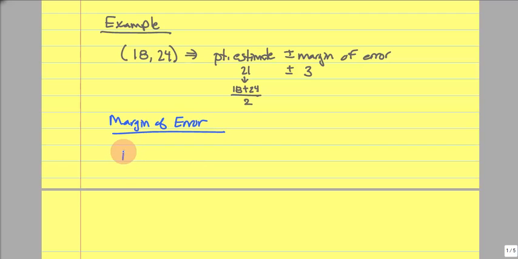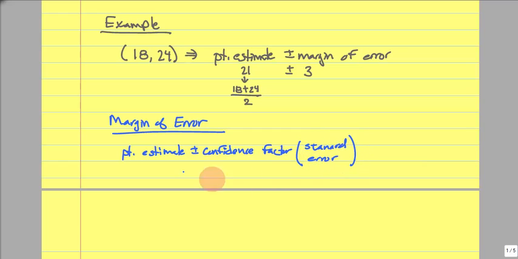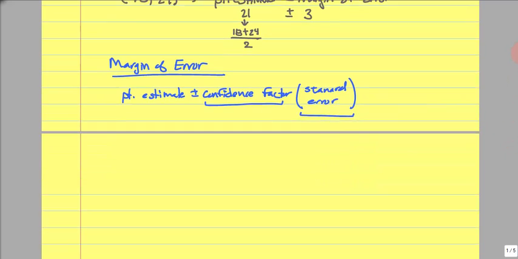So the point estimate is pretty straightforward. It's just a quick little calculation for our statistic. But this margin of error comes into play with a confidence factor and then some sort of standard error or standard deviation of the mean or standard deviation of the population proportion. So that's another interesting part here, is the margin of error actually breaks down into two things here. We have a confidence factor, and then we have some sort of standard error.